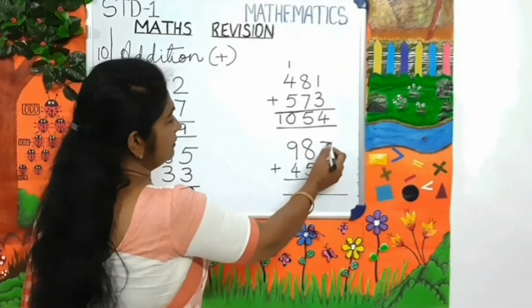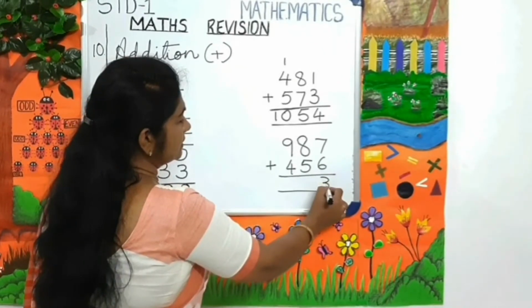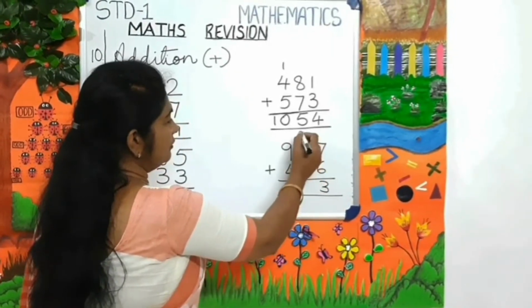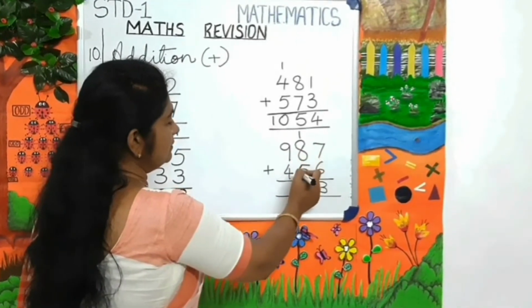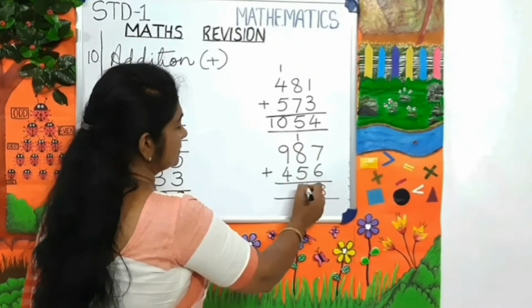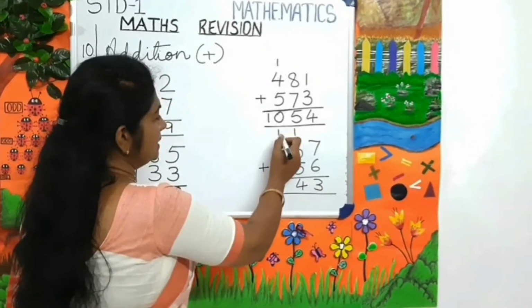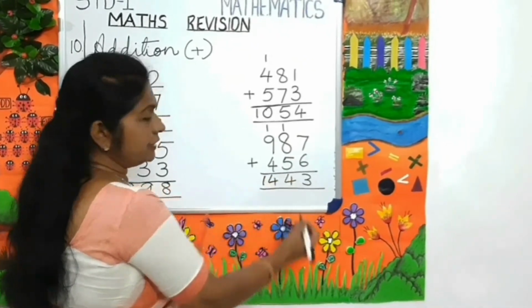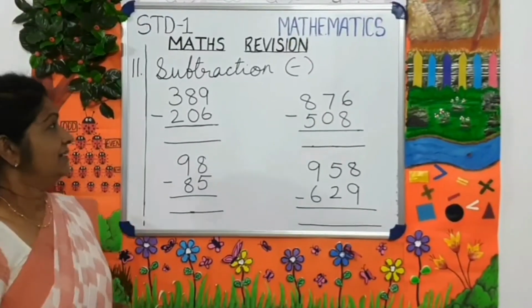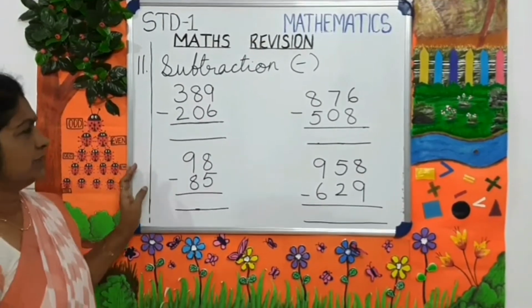Next one. Ones and ones. 7 plus 6, 13. You carry over 1 here. 1 plus 8, 9. 9 plus 5, 14. Again carrying over 1 here. So 1 plus 9, 10. 10 plus 4, 14.